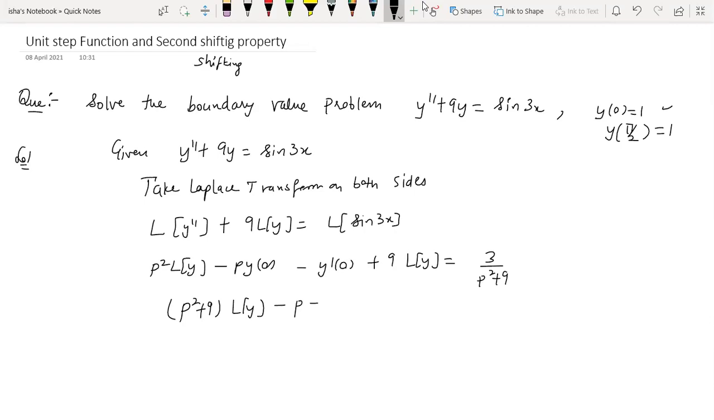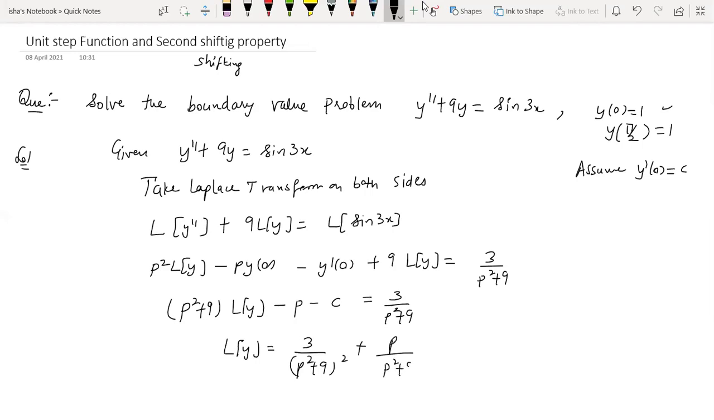So what I'll do is assume this is some constant, y dash 0, because it has to have some value. It is just that we do not know that value. We can only know it after we know y, but that is what we are looking for. So in this question, if something is not known to you, you just assume it is a constant. So y dash 0, I'm placing c in place of it, is equal to 3 over p square plus 9. So this will give you the Laplace transform of y as 3 over p square plus 9 whole square plus p over p square plus 9 plus c over p square plus 9.